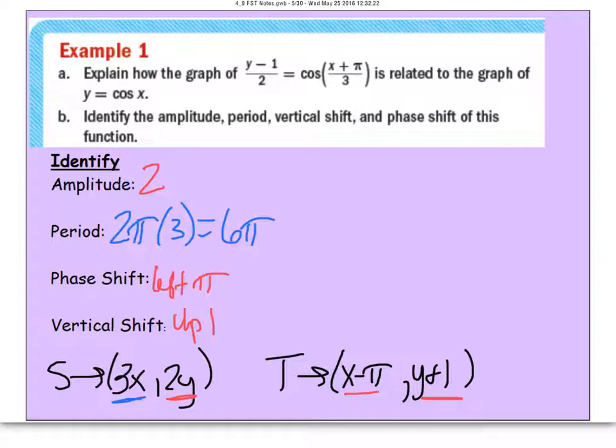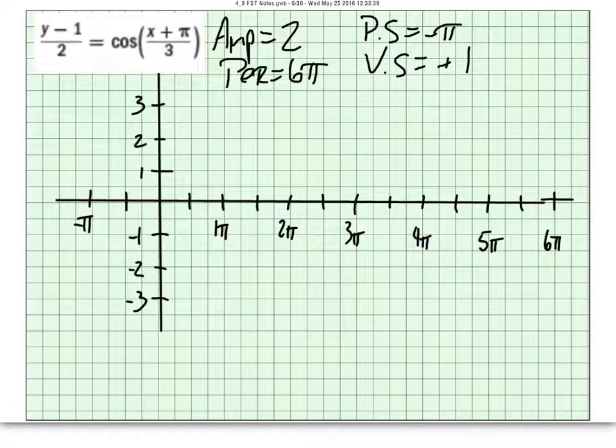So let's go to the next slide and actually graph this by hand. So the key to graphing, again, is to first identify the parent function, which is the cosine. So I'm going to do one sketch of the cosine function from 0 to 2 pi. So we have that. Let's next start with the stretches.